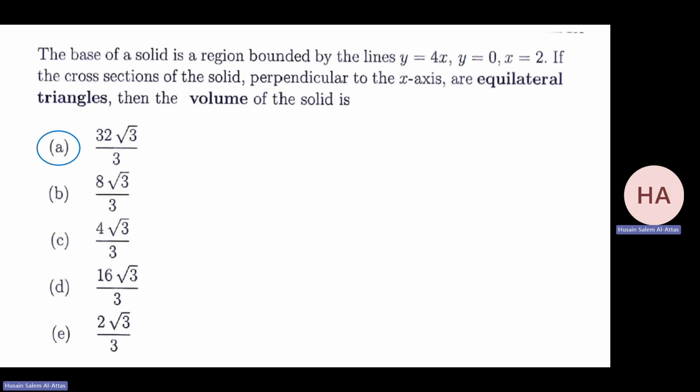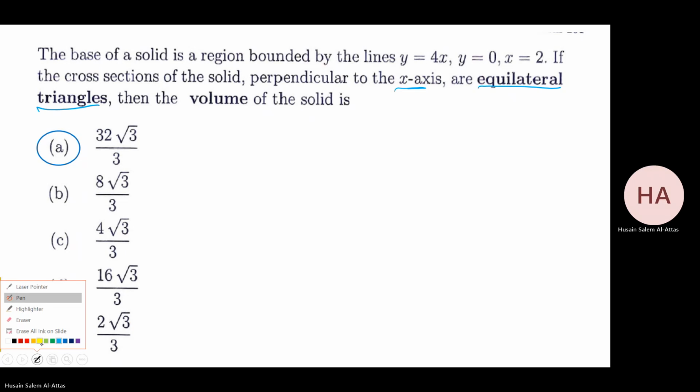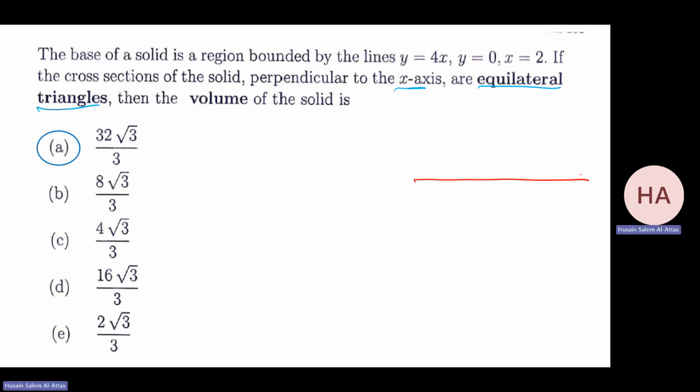Okay. The base of the solid in region bounded by the lines, this, if the cross sections perpendicular to the x-axis are equilateral triangles. Okay. First, I need to find the base. Let me grab the lines. I have y equal 4x, y equal 0, which is the x-axis, and x equal 2. This is x equal 2.